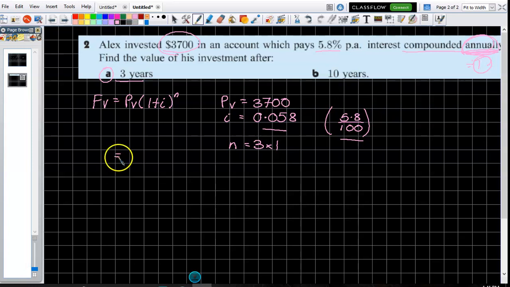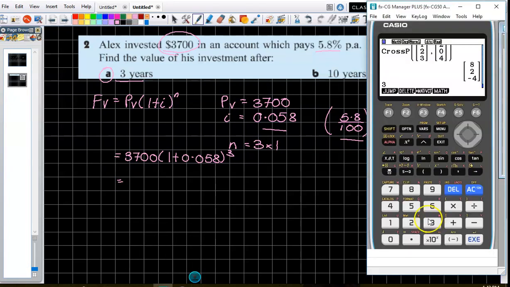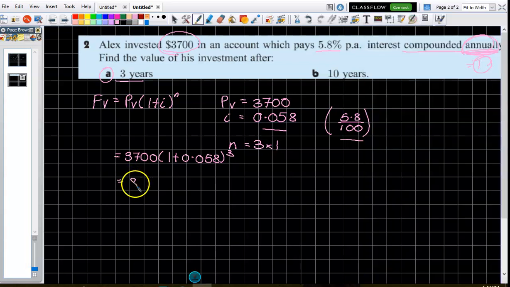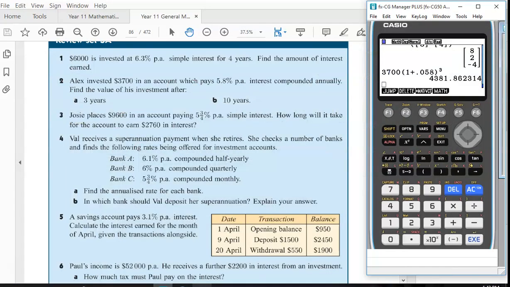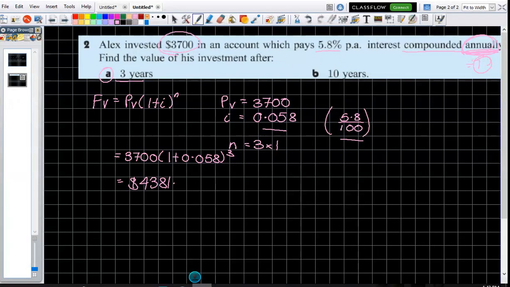and we're in normal calculator mode, so normal calculator mode, whack this in. Okay, we're not fooling around here. 3,700, 1 plus 0.058 to the 3, and we get 4,381.86, because we're talking money.